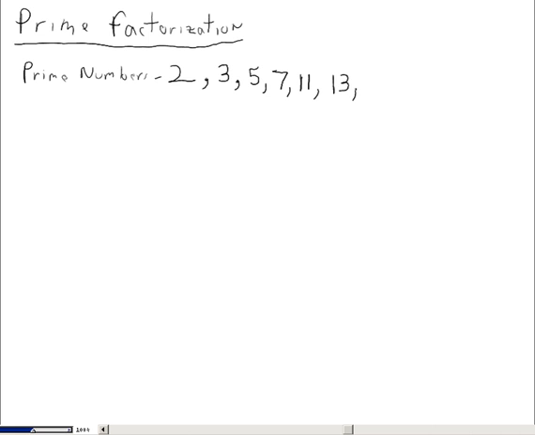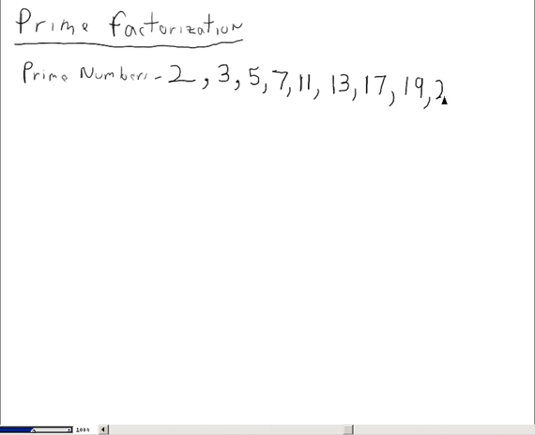14's not prime because it's even. 15's not prime because 3 and 5 will go into 15. 16's even, and 17 is prime. 18 is even, and 19 is prime. Nothing will go into 19 except for 19 and 1. For example, 3 won't go into it, 7 won't, 5 won't, and so on. 20 is not prime because it's even. 21 has factors of 3 and 7, so it's not prime. 22 is even. 23 is prime.